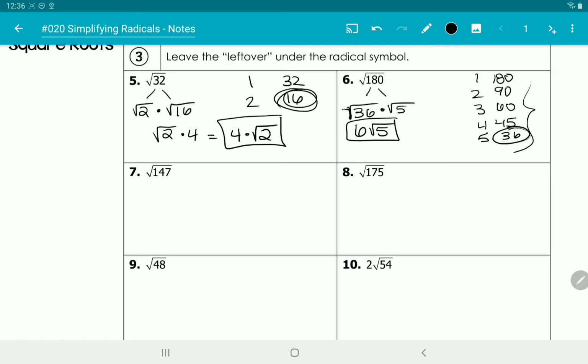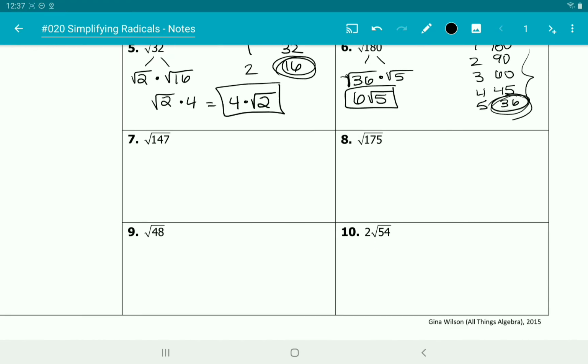So we write out the factors until we find a perfect square. We take the square root of that perfect square after we split it up, and then we leave the leftover underneath the radical. So if we look at 147, we have 1 and 147, 3 and 49. Luckily, 49 works out. So we keep the square root of 49 and square root of 3 here.